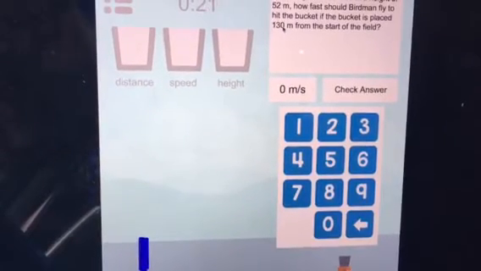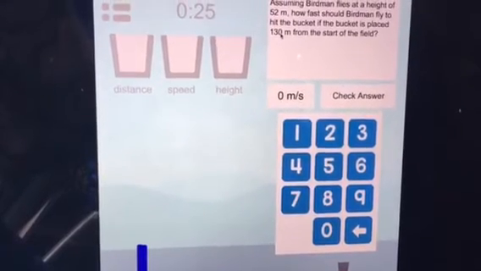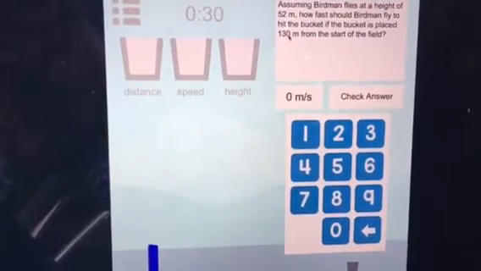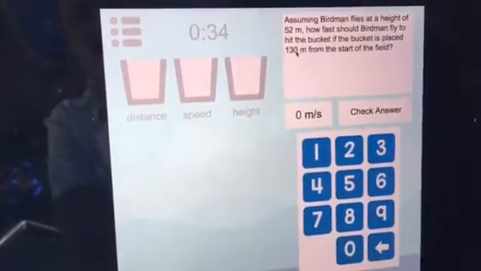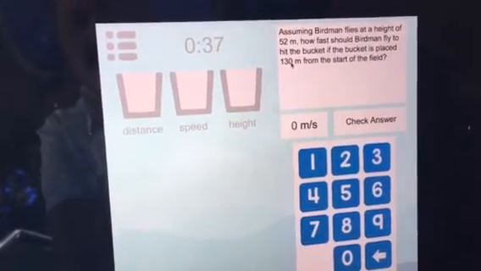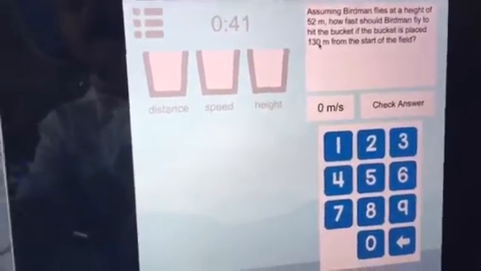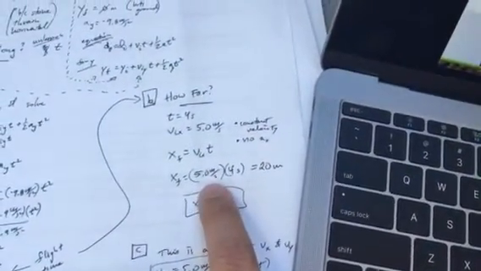So we know the initial y, 52 meters. We know the final y, which is 0. Thinking back to the problem we just did together, what else did we need to know? So we know a distance. What we need to know is how long it's going to fall for, and then once we know how long it's going to fall for, we can plug that in here and figure out how fast he should go.